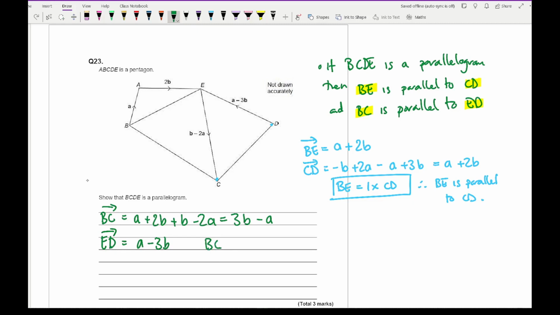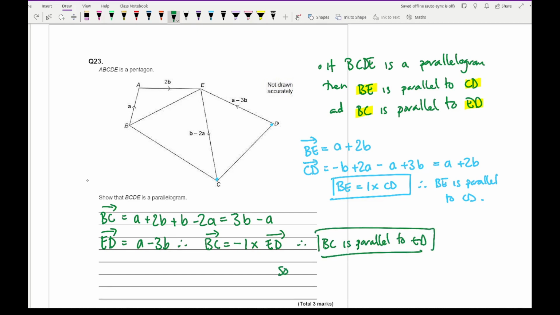So BC equals minus 1 times ED. Therefore, BC is parallel to ED. So, because I've got two sets of parallel lines, BCDE is a parallelogram.